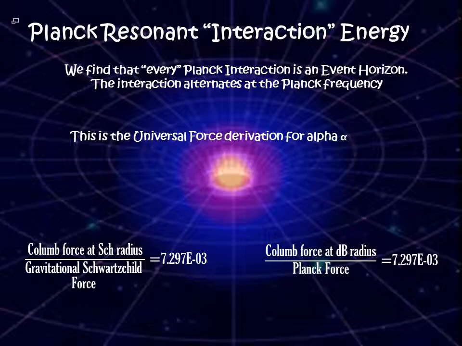And also for the same Planck mass, the Coulombic force at the de Broglie radius divided by the Planck force is also alpha. So at every point in the universe, we have a source for the alpha constant. I'd also like to mention that the Planck force is a gravitational calculation. The number of Planck interactions in the universe is 10 to the 61st, I believe. So you'll find this interaction at every single point in the universe, governing everything.